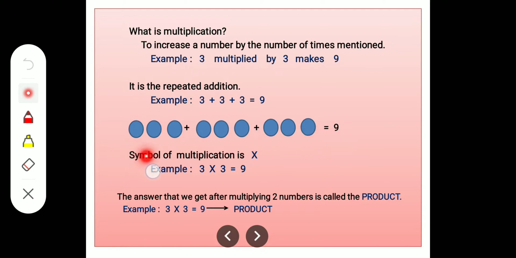Now the symbol of multiplication is this cross or X. So 3 multiplied by 3 or 3 into 3 is written like this when we put the symbol. It is 9. The answer that we get after multiplying two numbers is called the product. Like 3 into 3 is equal to 9. So 9 is called the product.